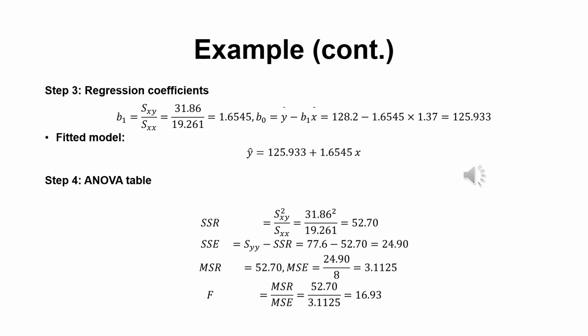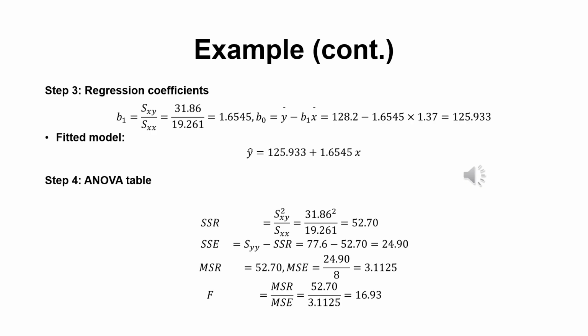Step 3. Compute the regression coefficients. Slope b1 equals Sxy over Sxx, which is 31.86 divided by 19.261, giving 1.654. Intercept b0 equals y-bar minus b1 times x-bar, which is 128.2 minus 1.654 times 1.37, giving 125.933. So the fitted model is y hat equals 125.933 plus 1.654x. Step 4. Build the ANOVA table.